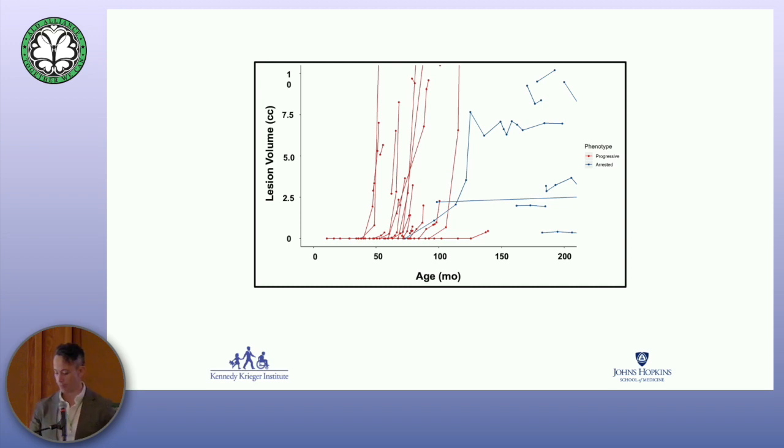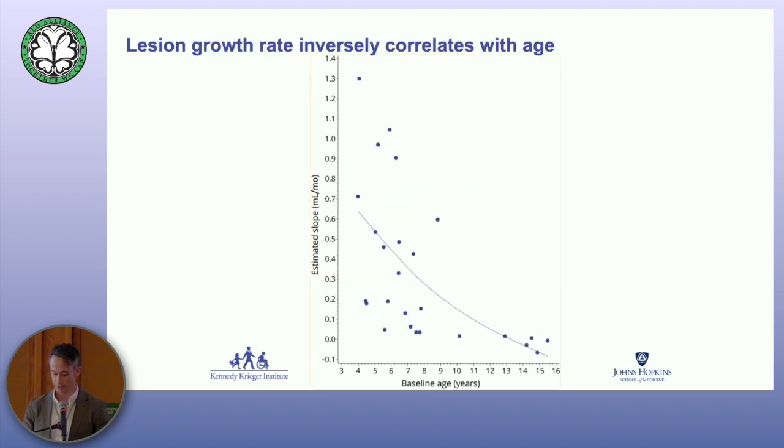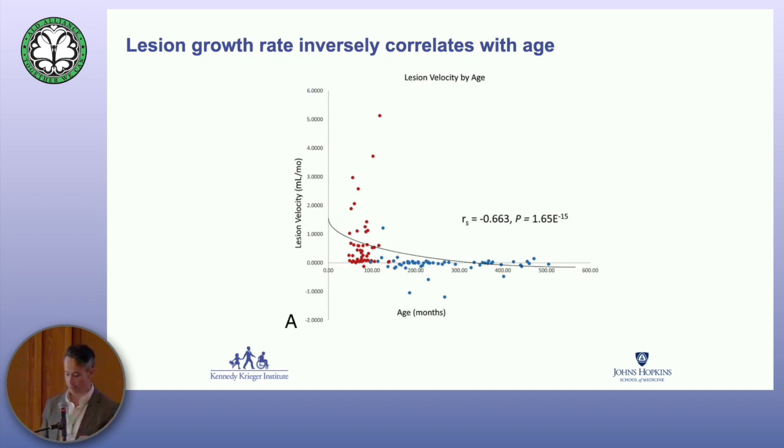So if you map out the rates of growth for progressors versus self-halters, and this is data that we published back in 2018, these are the self-stabilizers. They have a rate of growth of essentially 0, but the younger kids, really under the age of 8, are the ones that grow. So this is sort of what we know. So we did this in a larger cohort and verified these findings.